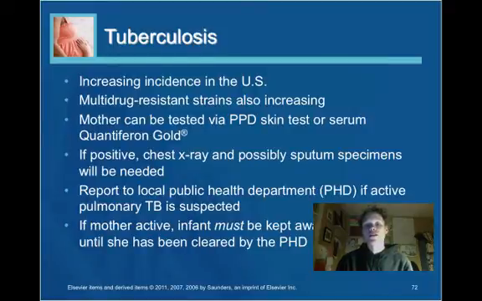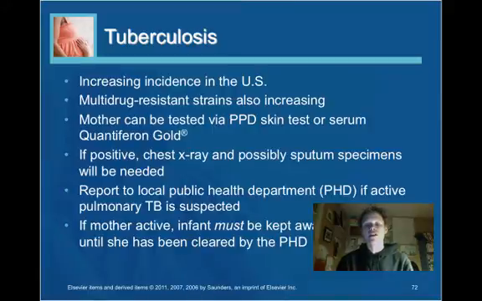Tuberculosis incidence is increasing in the U.S. and multi-drug resistant strains are increasing. So these resistant forms of TB are becoming much harder to knock out. Mother can be tested via the PPD skin test. There's also a serum blood test for TB now called the QuantiFERON Gold. If it's positive, typically a chest x-ray is warranted and sputum samples will be necessary to assess for active infection.